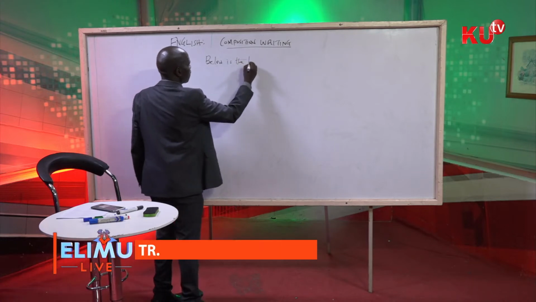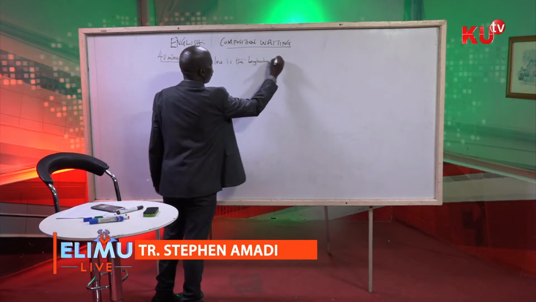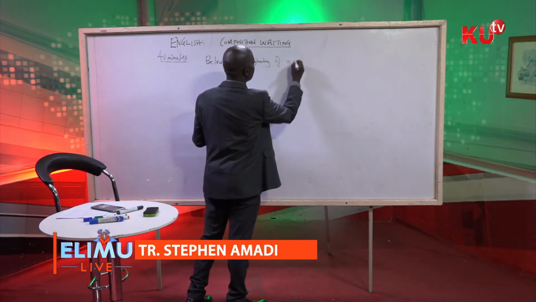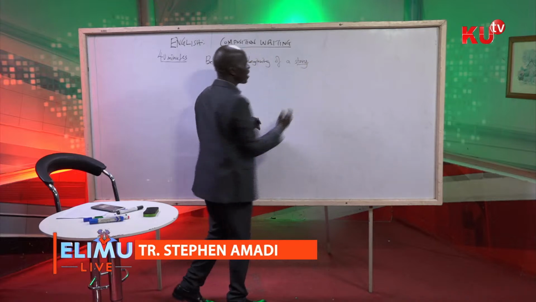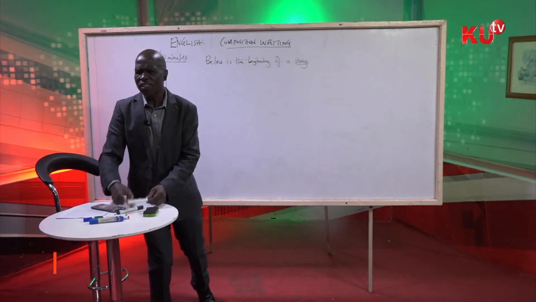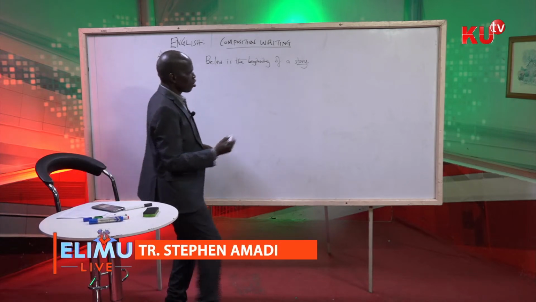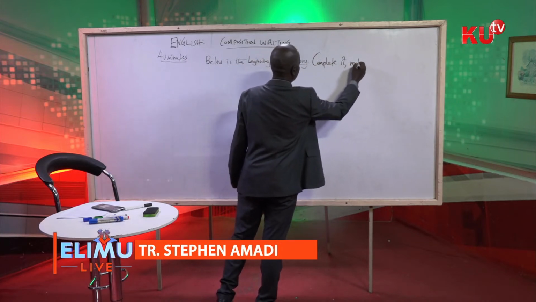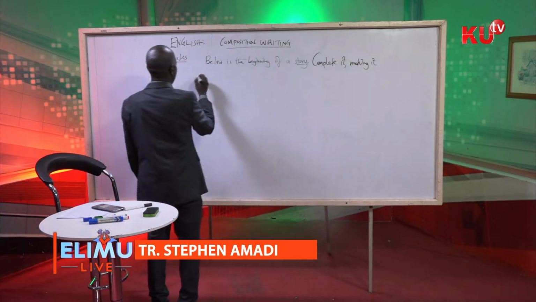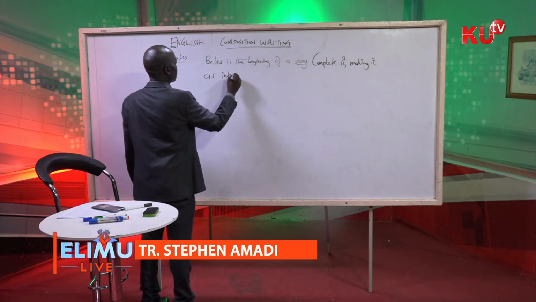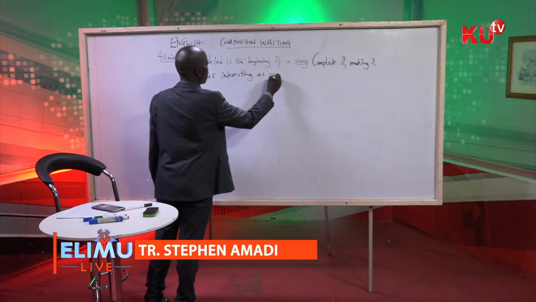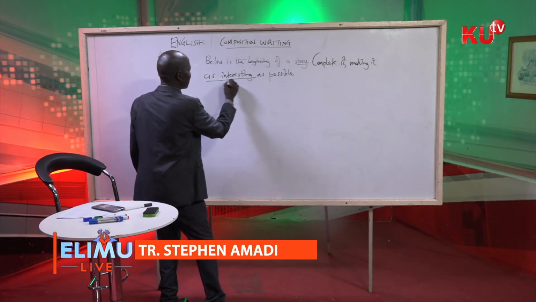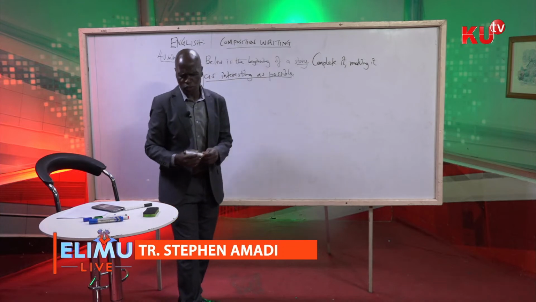And the instruction is below, the beginning of, not the beginning of a composition. They say below is the beginning of a story. And I want you to underline that word, story. Below is the beginning of a story. Complete it, making it as interesting as possible. Again, I want to underline as interesting as possible.